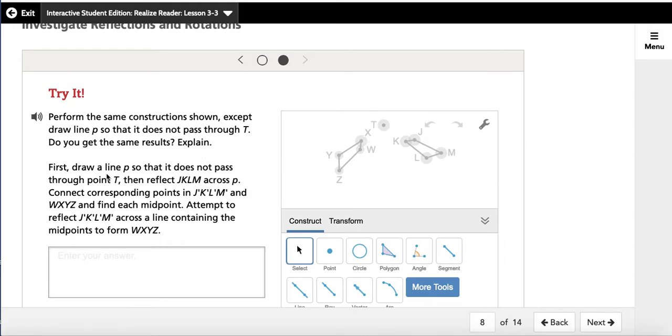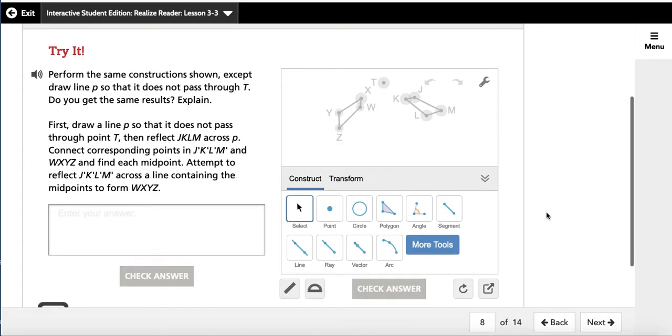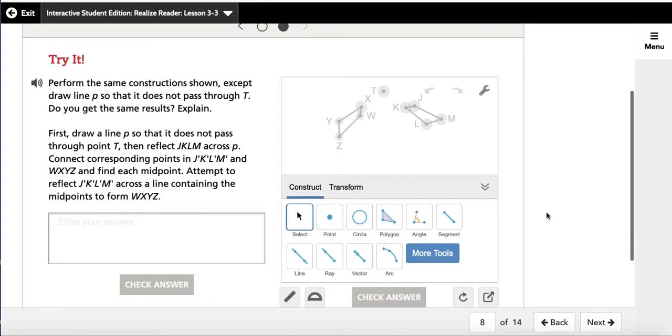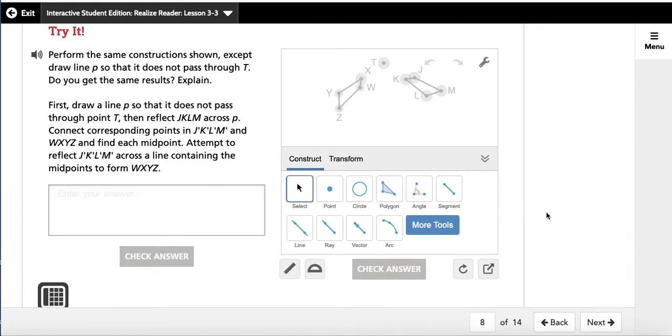First, draw a line P so that it does not cross through point T, then reflect the image across P, connect the corresponding parts to make J prime, K prime, L prime, M prime, and look for W, X, Y, Z and find the midpoints between those and see if we can have a line. So I will attempt to do that. If you want, you can go to the Savas site and try it on your own. I'm going to do it here. If you want to click pause while you go to the website and try it on your own first, you may, and then come back.